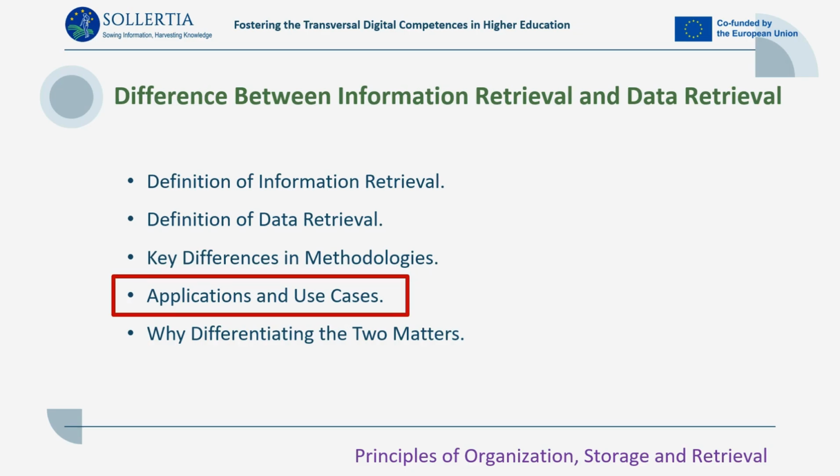Information retrieval is vital for search engines like Google, recommendation algorithms on platforms like Netflix, and academic databases like JSTOR. Data retrieval is essential in business intelligence, BI, for extracting financial reports, in healthcare for retrieving patient data, and in scientific research for accessing large data sets.